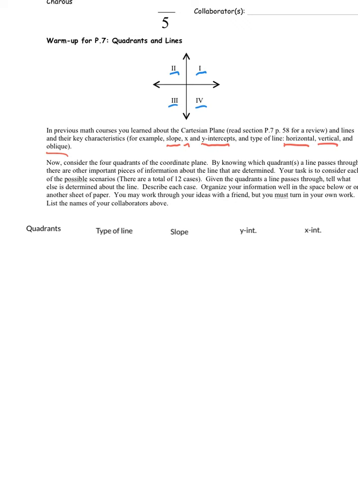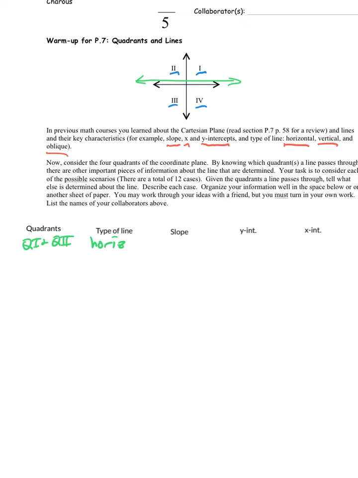And given that information about the quadrants through which a line passes, we're going to be able to determine the characteristics of the line. So as an example, if we have a line that passes exclusively through quadrants 1 and 2, I drew the green line up above, that's going to be our input. So if we know that a line passes through quadrants 1 and 2, what can we tell about the line? In this case, we can say that we have a horizontal line.